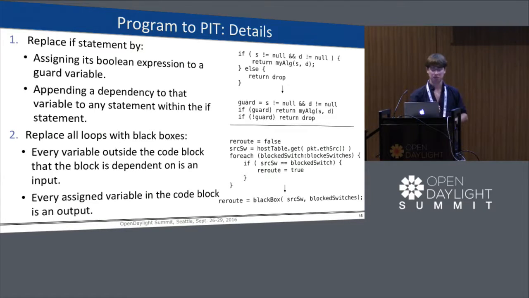Our second step is replacing all loops with black boxes. Loops beyond a very, very simple set of loops can rapidly lead to non-Turing complete or very, very long pipeline programs.